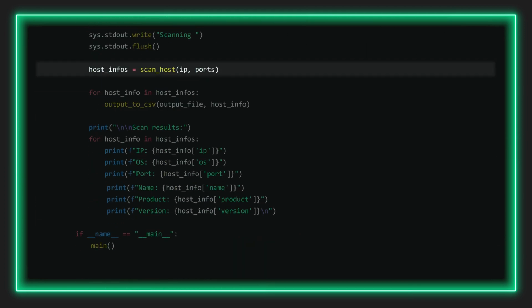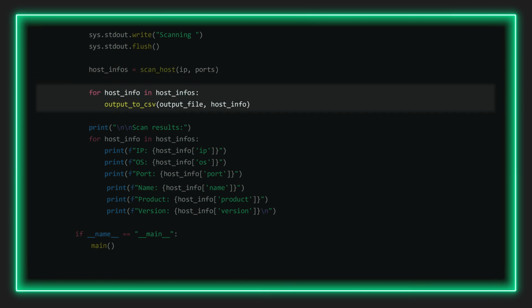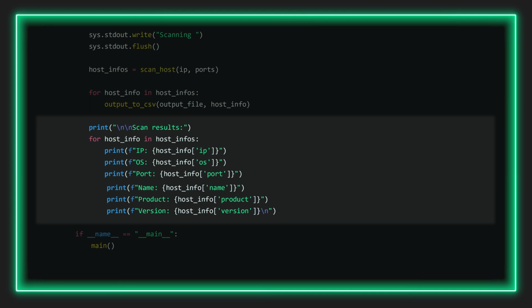Then we'll call our all-important scanHosts function, the result of which we'll save to our hosts infos variable. Right below this, we'll immediately call the output to CSV function to save that very same variable to file. And finally, we'll print the exact same info to terminal in a more reader-friendly manner. All right, that's it for the script. So now let's get to the fun bit and test it.